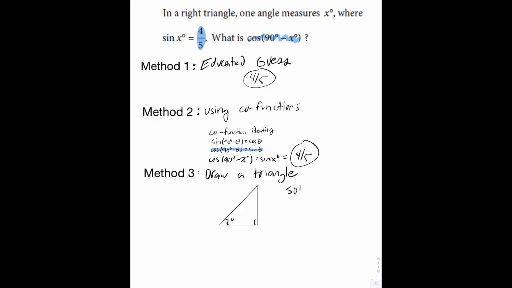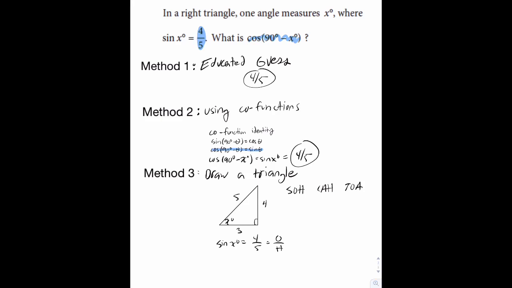You have to recall SOHCAHTOA. And let's fill it in. So you know sine of x is 4/5. So that's going to be your O over h. So 4 goes here, 5 goes here. This is a 3, 4, 5 triangle, so put 3 right there.